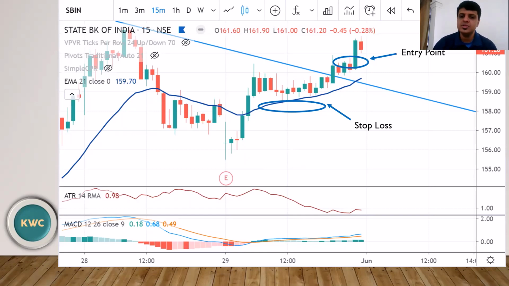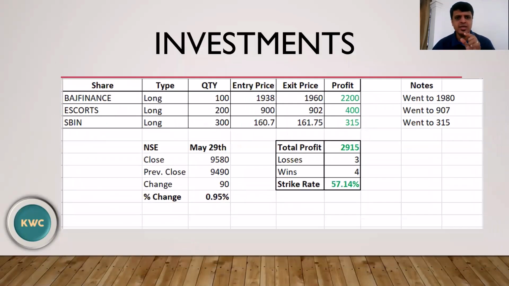Now, if this market structure was down here, and then I had to put my stop loss here, at 156, a 4 rupees difference, I probably would never enter the share. But because it was 2 rupees difference, I was willing to enter the share. You see that? Now let's look at another one.